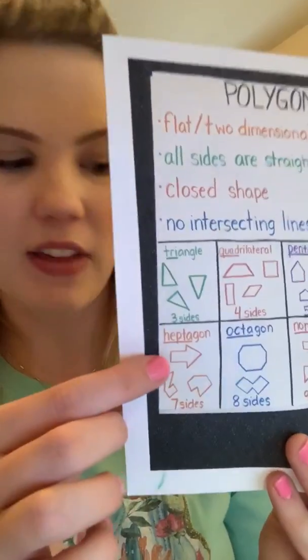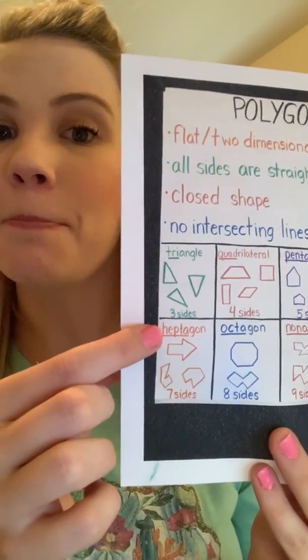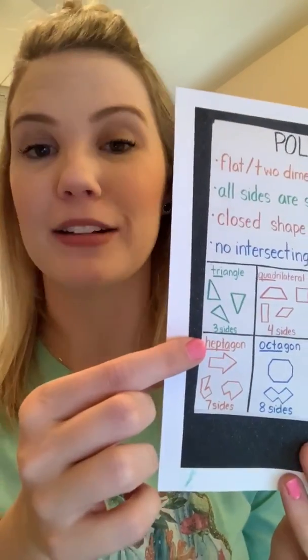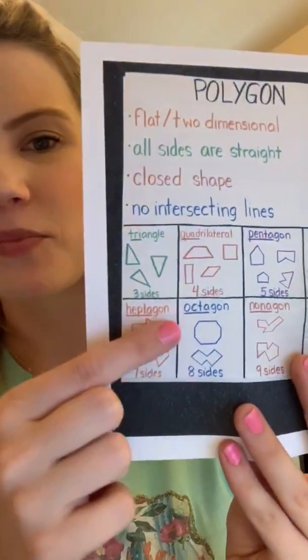But if you count the sides on that arrow, there are 7 of them, which makes the arrow a heptagon. So that's something cool you can tell your parents. A 3D arrow is an arrow, or it's a heptagon.